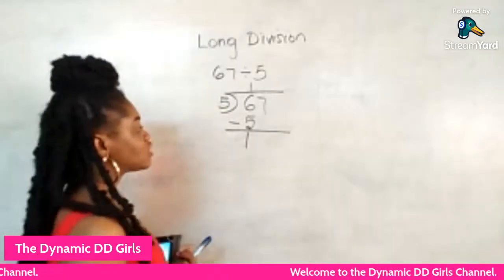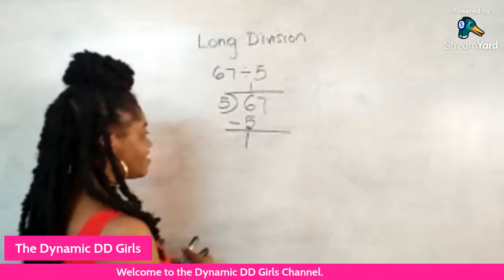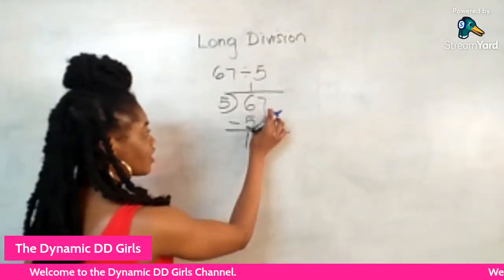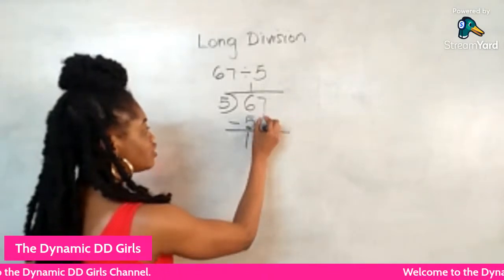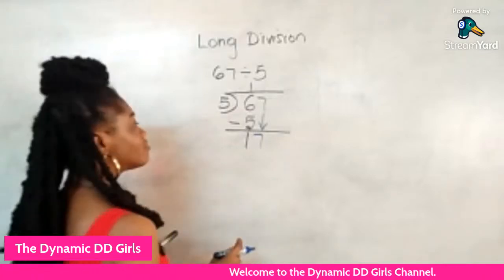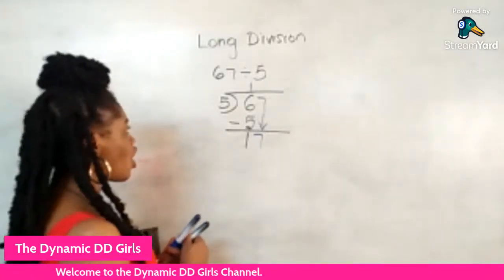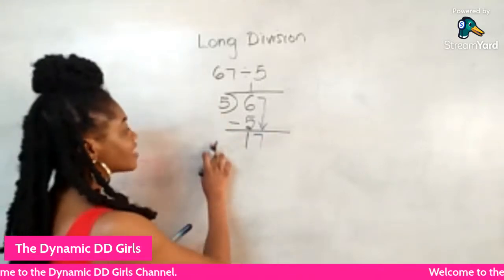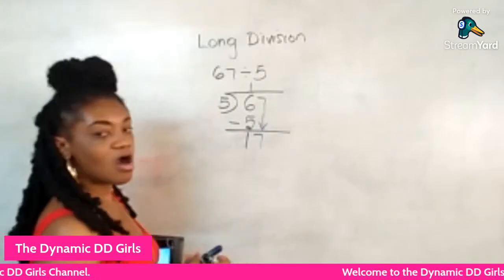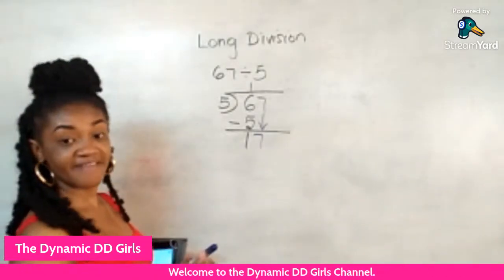No. So the next thing you are going to do is to look to see if there's a digit, and you are going to bring it down. Of course, we have 7 that we haven't used yet. So we're going to bring it down beside this one. It becomes 17. All right? So now ask yourself, how many groups of 5 can you get from 17?